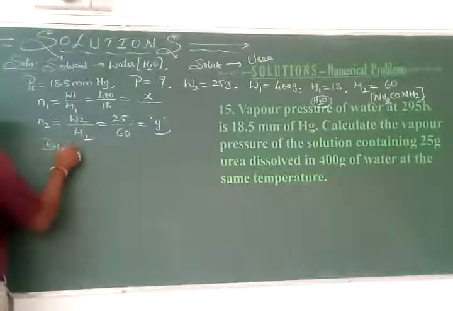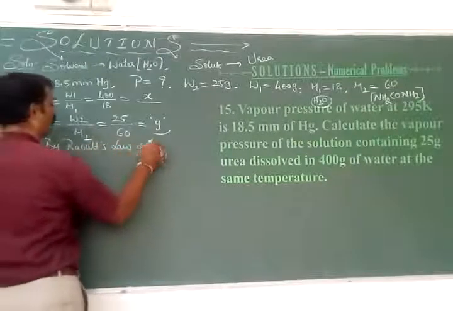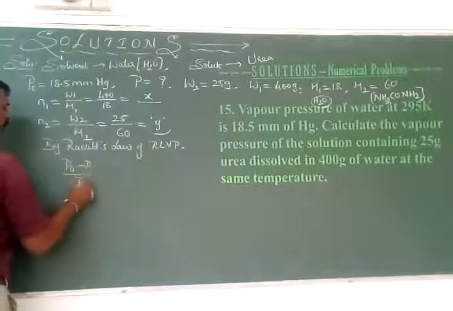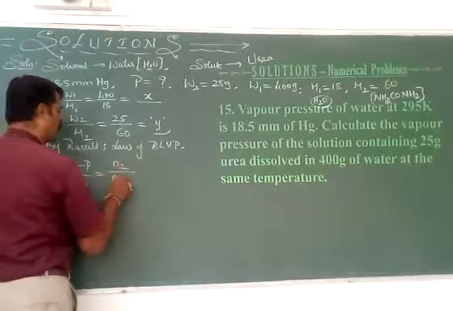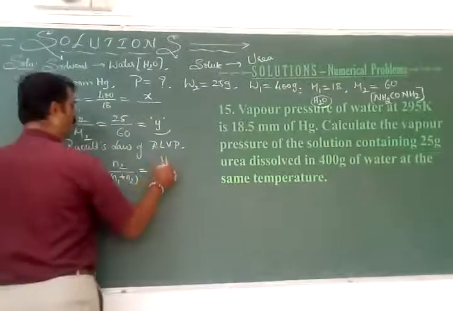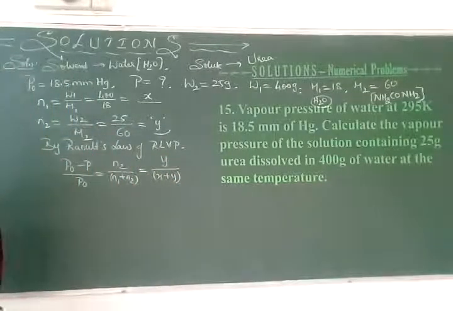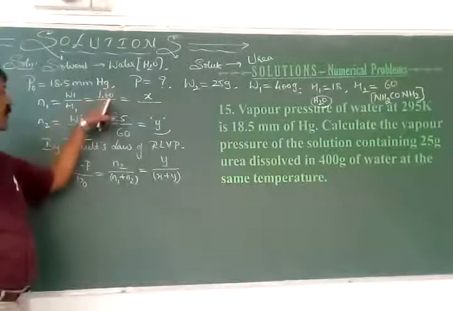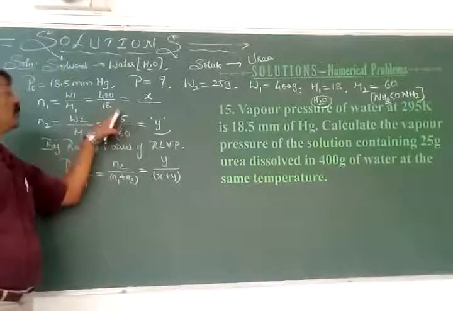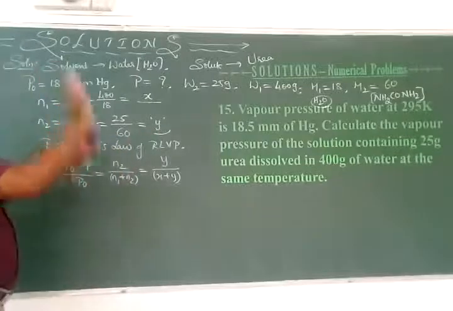By Raoult's law of RLVP, P naught minus P divided by P naught is equal to N2 divided by N1 plus N2. That is equal to Y divided by X plus Y. I have not simplified it with the help of a calculator; it is your work. First, calculate 400 by 18 to get the number of moles of the solvent, X. Similarly, 25 by 60 is the number of moles of the solute, Y. Then substitute and get the value.